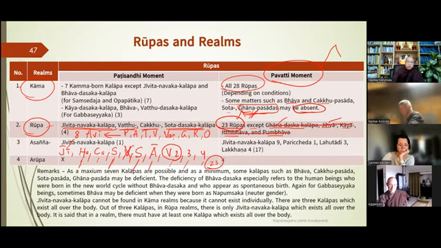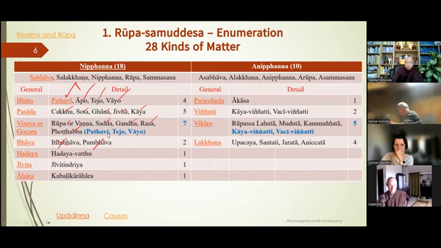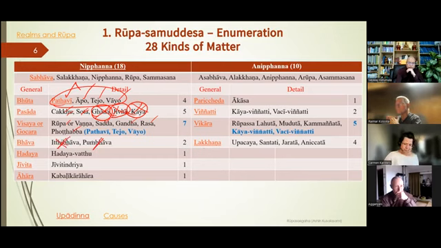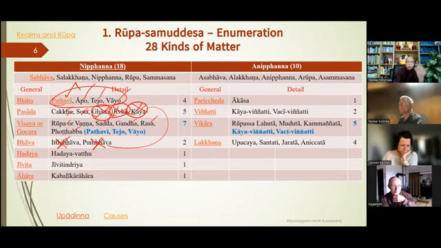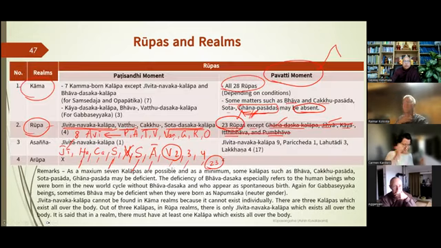So in this way you have to think about that. If you don't remember, you should go to the 28 rupas. So these 23 rupas: Chakkhu, Sota, no Ghana, no Jivha, and Kaya, and also no Itthibhava, Pumbhava. So these five, out of the 28, minus five, so 23. Okay, so that is for the Rupa realms.